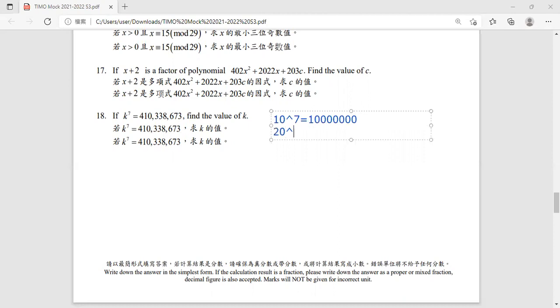But how about 20 to the power 7? I think 2 to the power 7 is what? Okay, 128. Now you'll find that this is 10 digits. So now you know that K must be between 20 and 10.